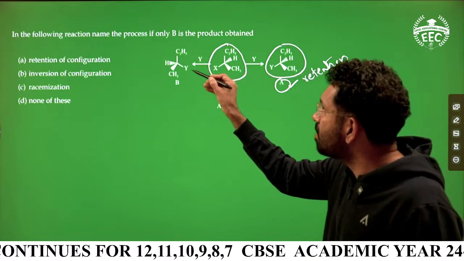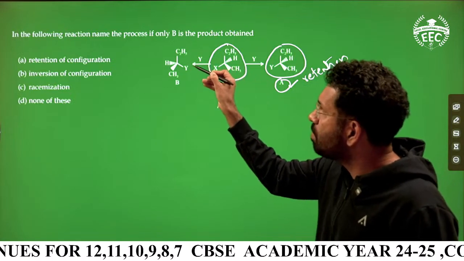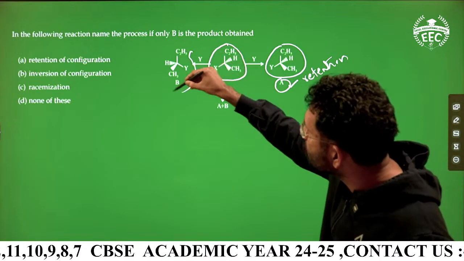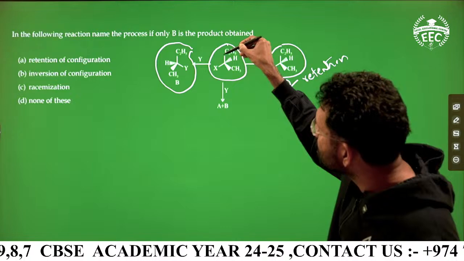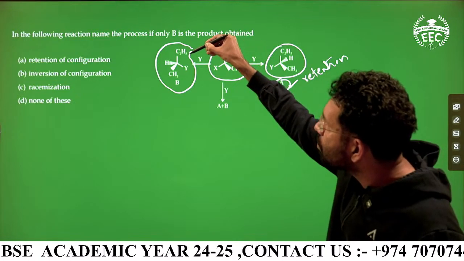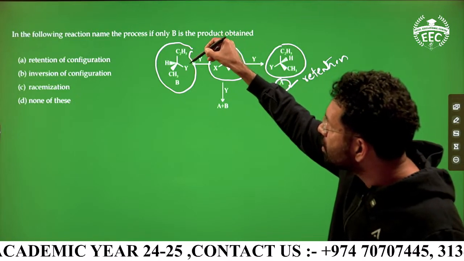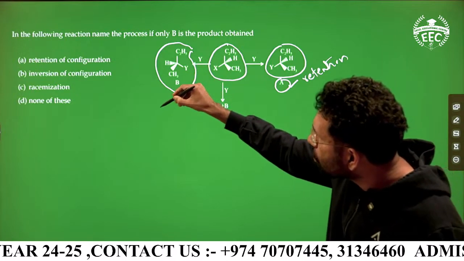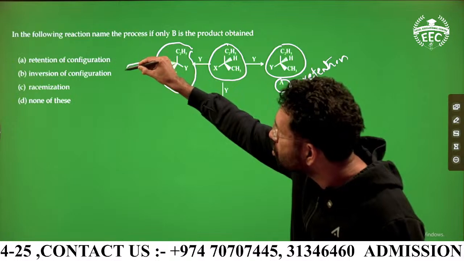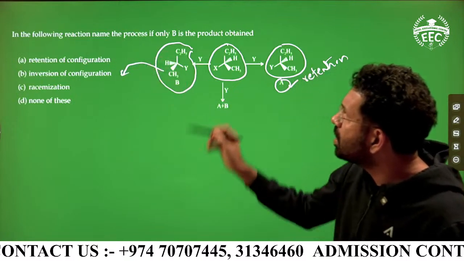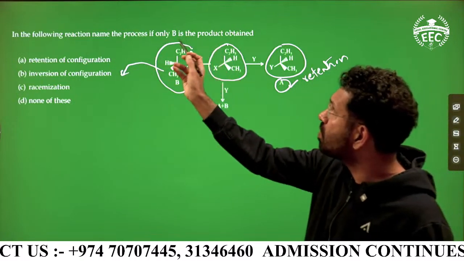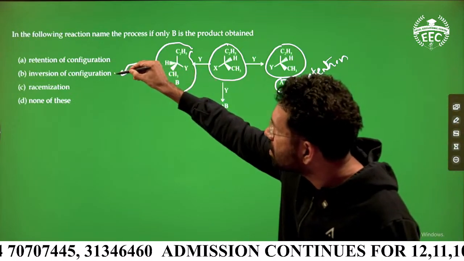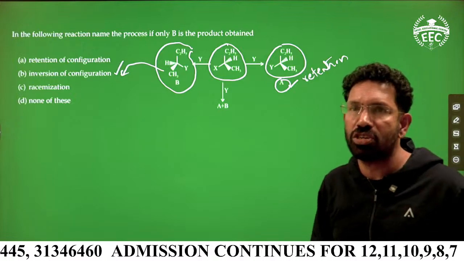Now product B is exactly a mirror image of the reactant. The only difference is that X is replaced by Y. This one involves inversion of configuration. So in the reaction, if B is the product obtained, the answer is inversion of configuration.